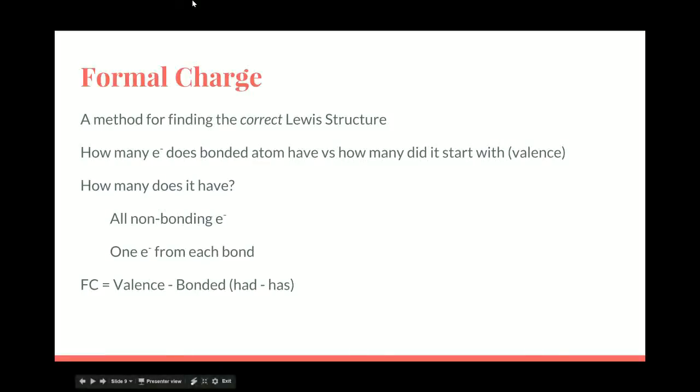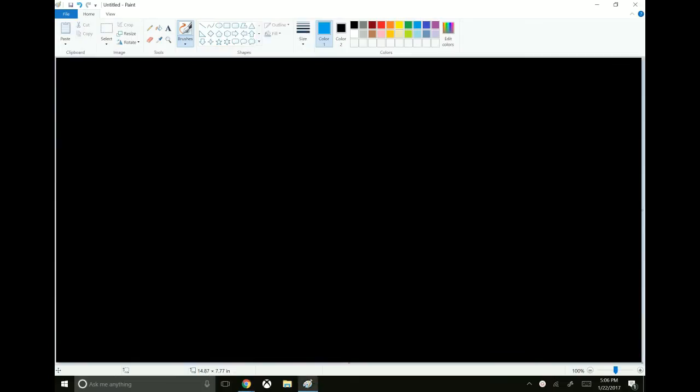Okay. Hello. So, we have one more example I wanted to work through in order to look at formal charges. This time, let's go ahead and do sulfate. Remember, sulfate is SO4 2 minus. So let's go ahead and draw up the Lewis structure and then check out formal charges.